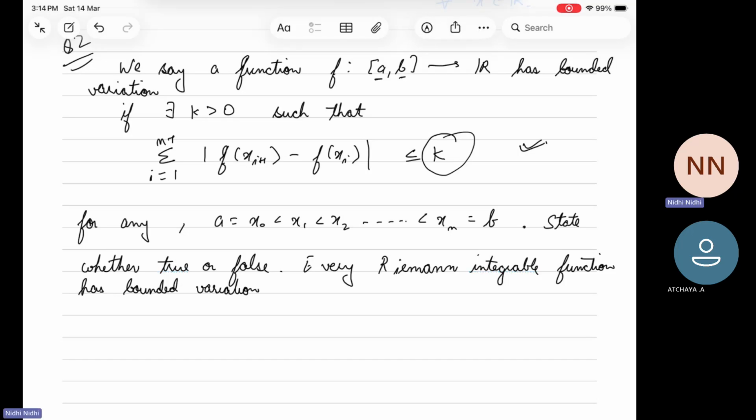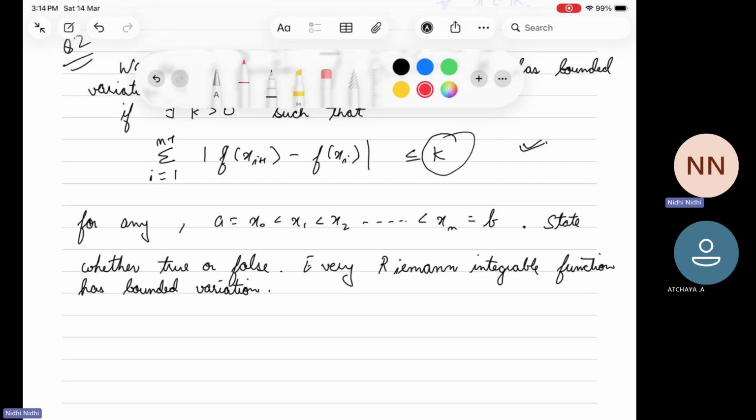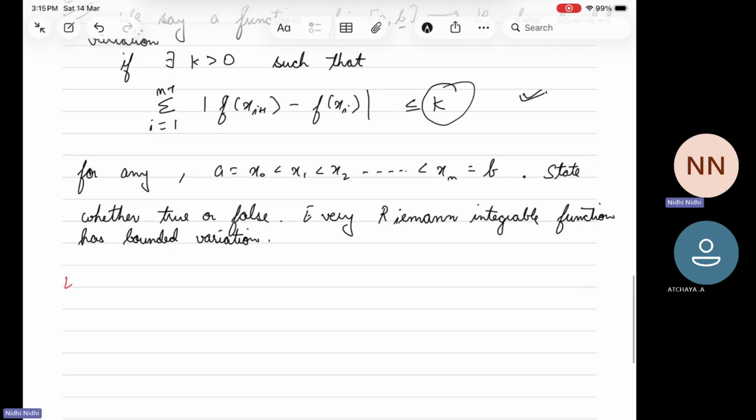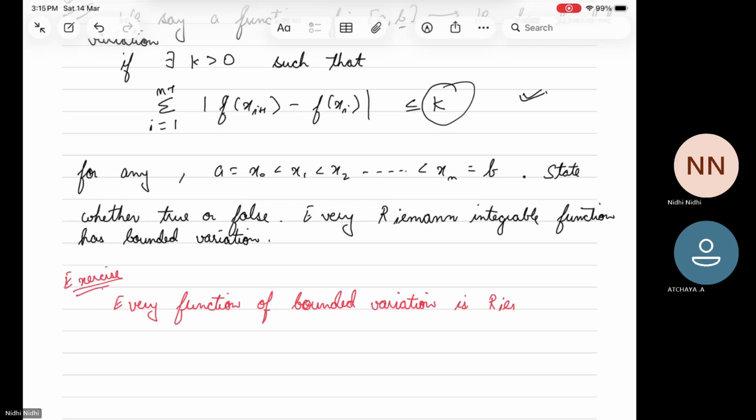For that, it will be a very good exercise for you. You can try it yourself: that every function of bounded variation is actually Riemann integrable. You can consider it as an exercise and try to prove that every function of bounded variation is actually Riemann integrable. All you need to use is the definition of Riemann integrability and this function of bounded variation.